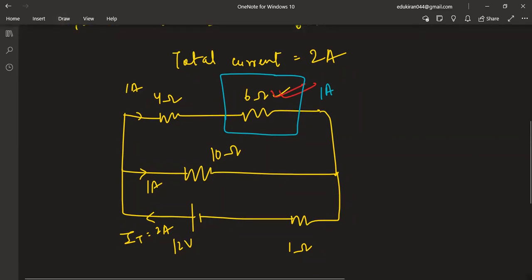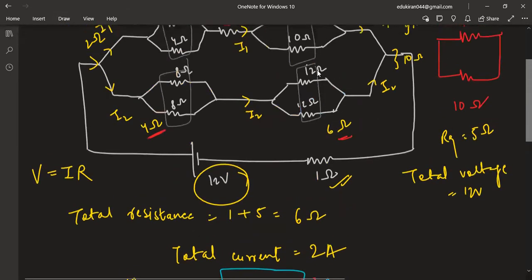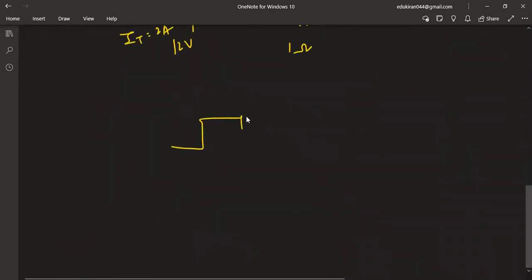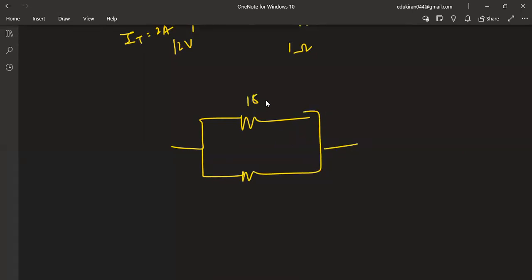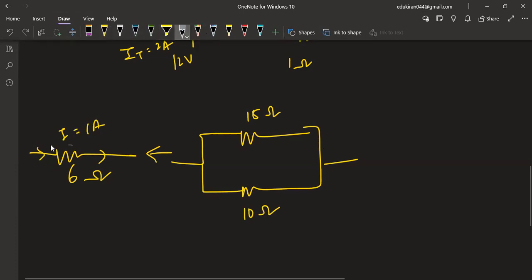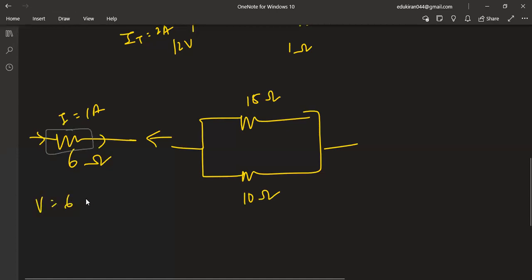Now class, how was the 6 ohm obtained? 15 and 10. It means that part of the circuit is 15 ohm and 10 ohm in parallel. This was only 6 ohm, which was having current 1 ampere. What is the potential across this part? Potential across this part will be 6 into 1, that is 6 volt.